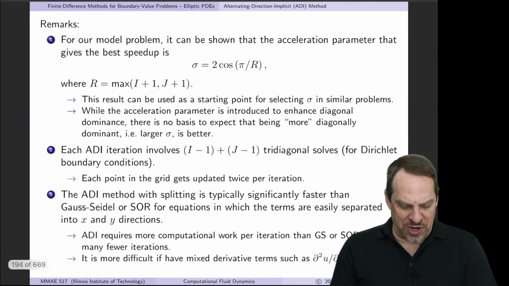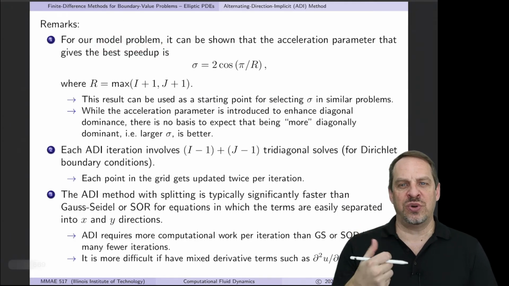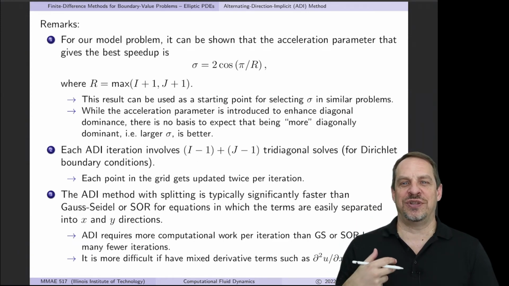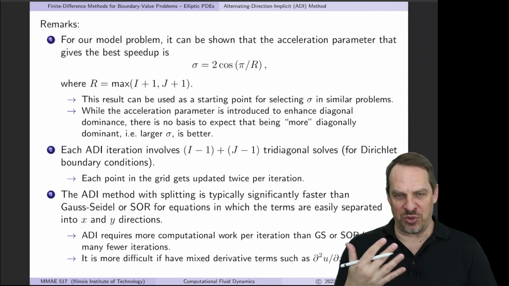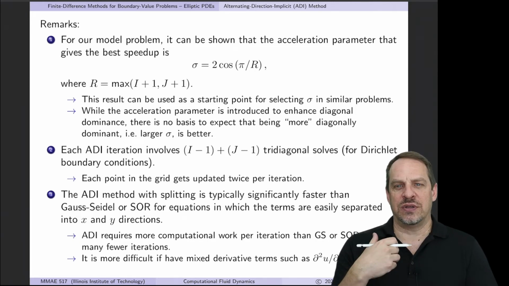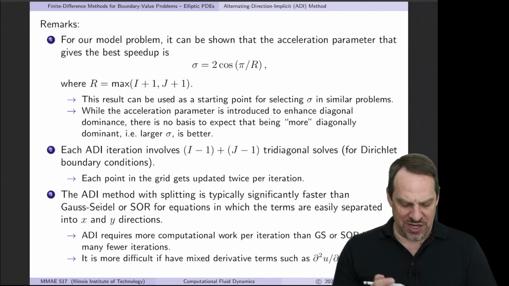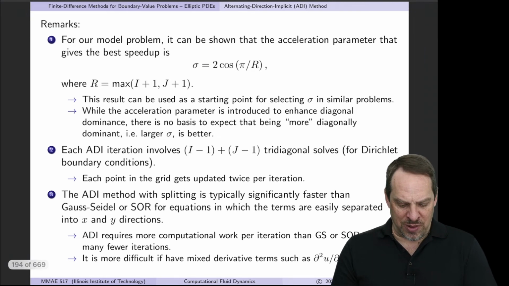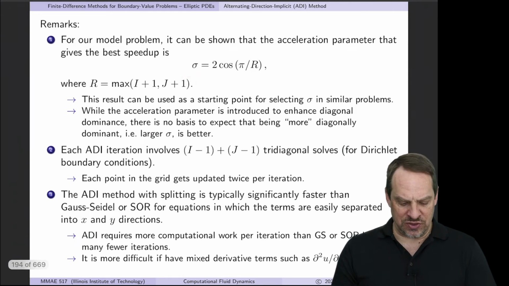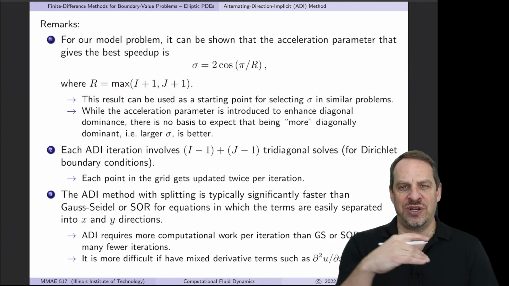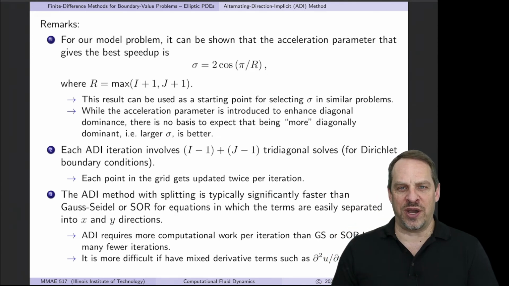Now for our model problem, remember the model problem is the Poisson equation, second order accurate central difference approximations, Dirichlet boundary conditions all the way around, delta x is equal to delta y, and so on. So this is the model problem that we're considering as a canonical example of an elliptic PDE. For that particular model problem, we actually know what the sigma is. It's 2 times cosine of pi over r, where r is the largest of the number of points in the x direction or the number of points in the y direction.